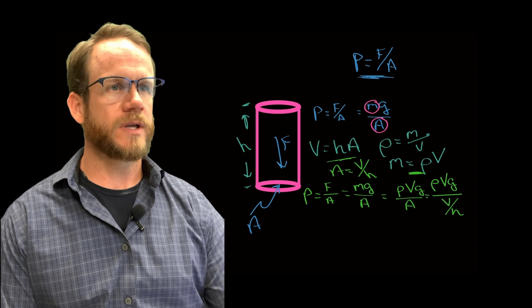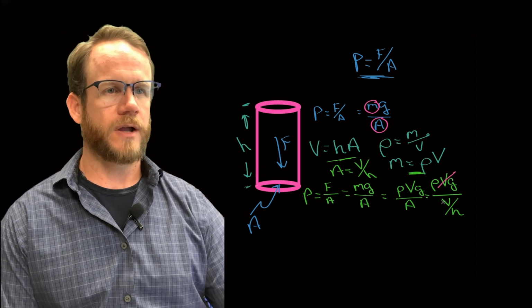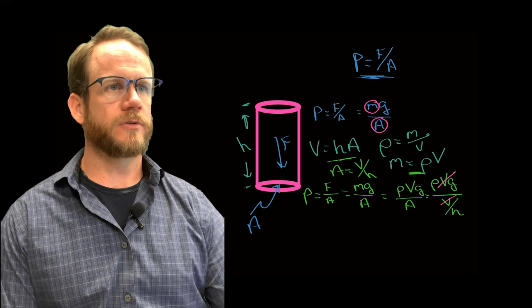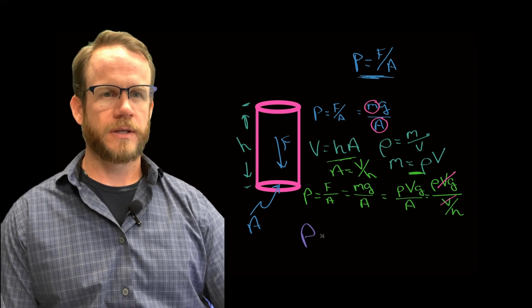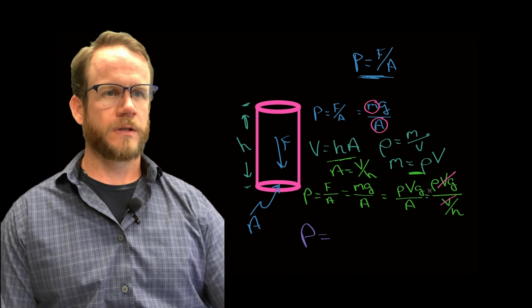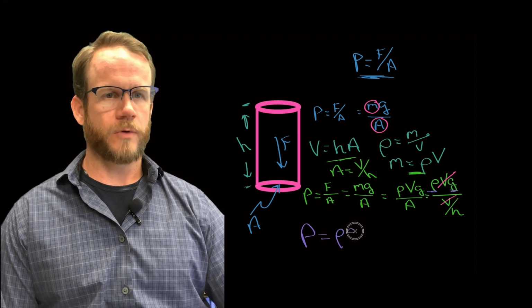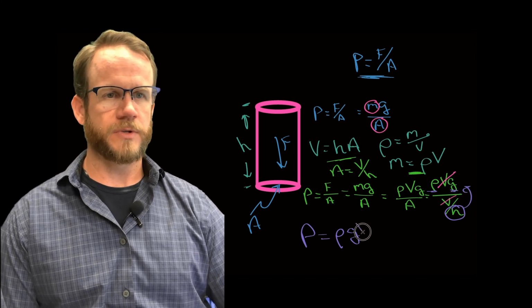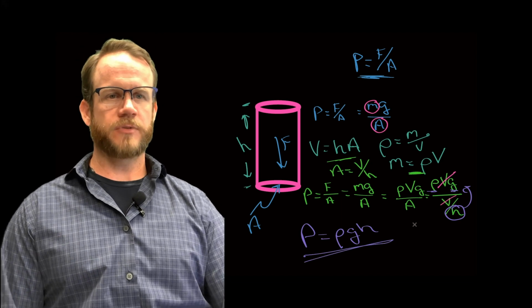And now you can see what we can do is get rid of that volume. That was another one we didn't know. So it cancels there, and it cancels there. And what we are left with is something wonderful, all right? Pressure is equal to density, gravity, and this height, which just comes up to the top there, with a little bit of algebra. So pressure is equal to density times gravity times height.